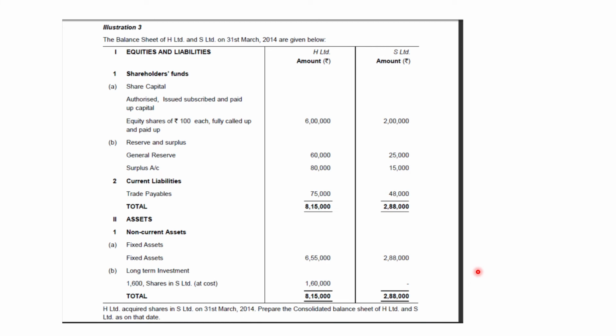Calculate in your calculator. We are getting 38,000 extra. So that extra amount will be called the capital reserve. Are you getting it? Now come to the solution.